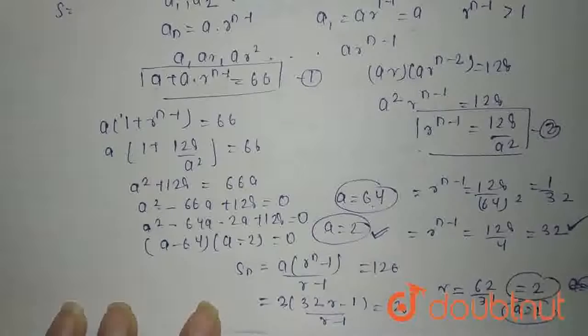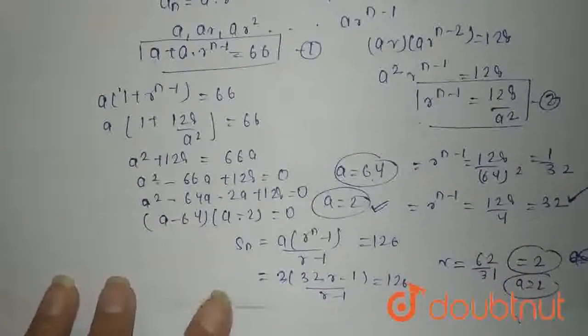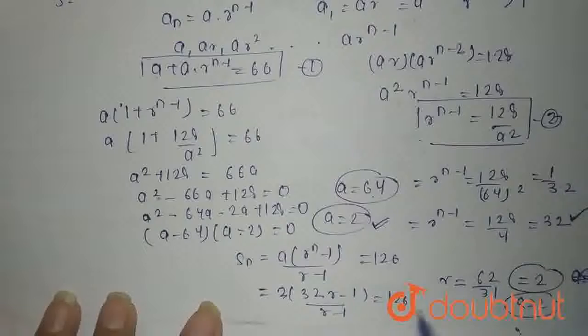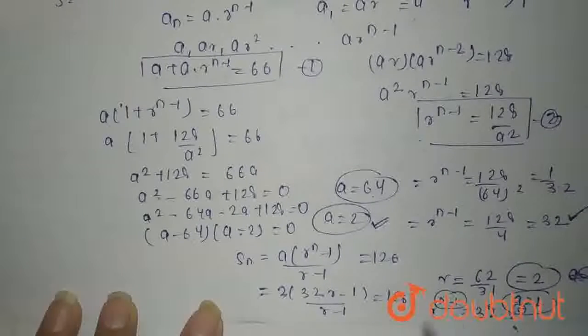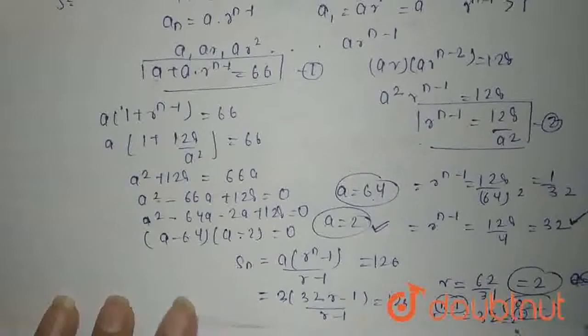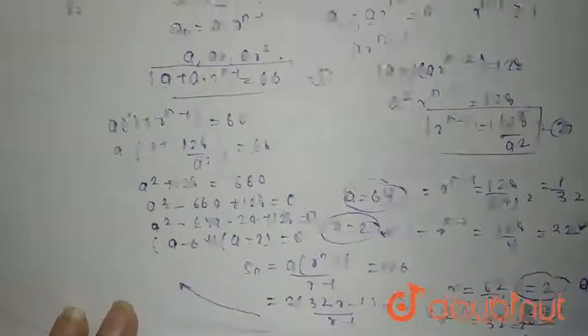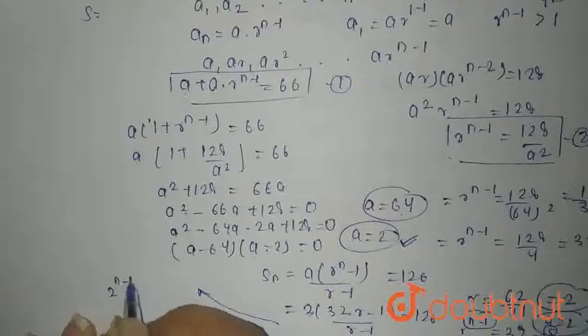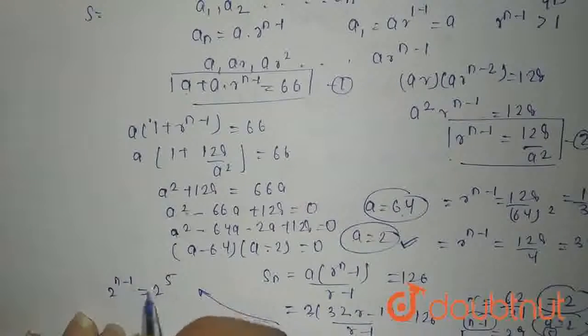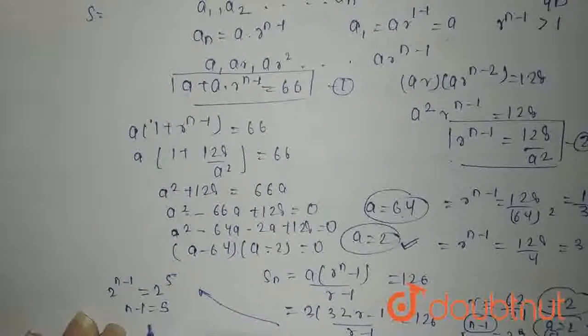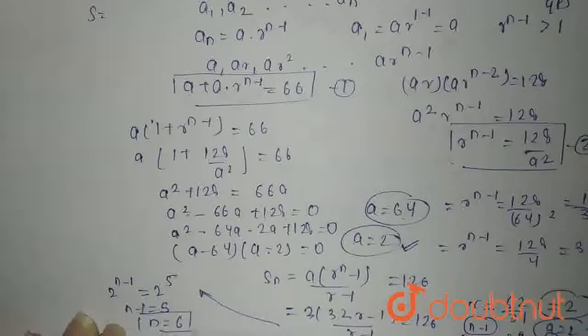Now for n, you have r^(n-1) is equal to 32. It can be written as 2 to the power 5. Now we have the same base. So 2 to the power n minus 1 is equal to 2 to the power 5, because r is 2. Now when the base is same, you can equate the power. So n minus 1 is equal to 5. So the value of n is equal to 6. So this is your answer.